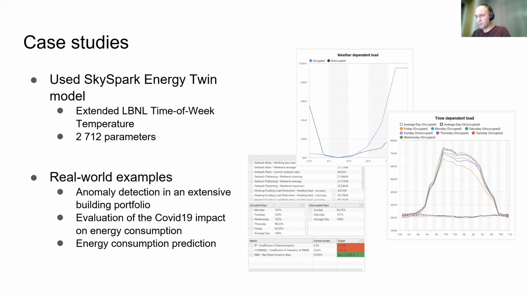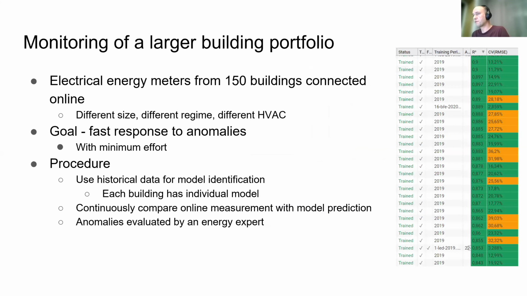So let me start with anomaly detection in a large building portfolio. We got a customer with more than 150 buildings connected online. These buildings have different purposes, different sizes, different regimes, different equipment. The goal of the customer was to have a fast response to anomalies. And frankly, our goal was to deliver this service with minimal effort. So we use historical data for model identification. Each building has an individual model, and we continuously compare the online measurement with the prediction.